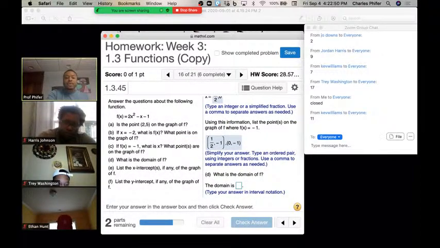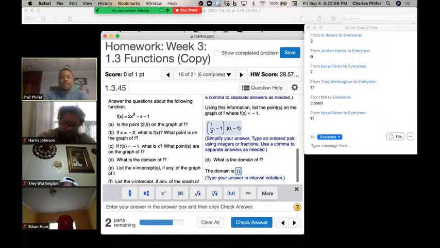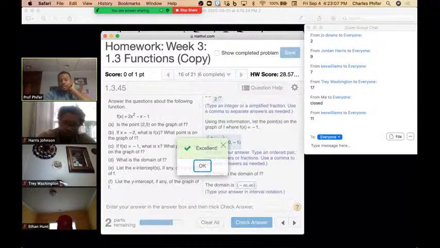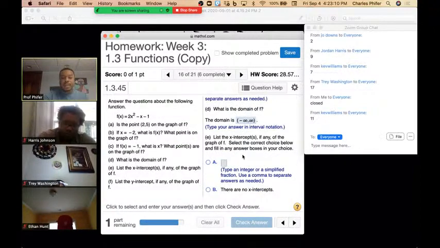And then what's the domain of this function? It's a polynomial. It's a U-shaped graph. Y-intercept is -1. It opens up. So parabolas have a domain of negative infinity, comma, to infinity. Cool beans. And then x-intercepts.